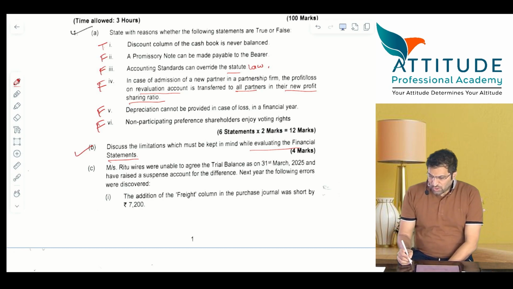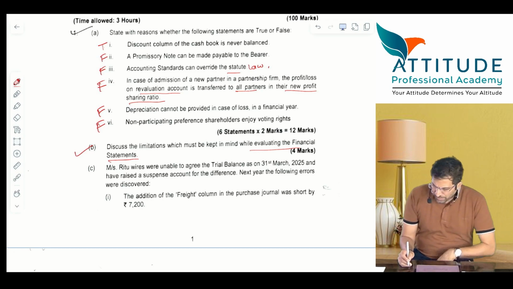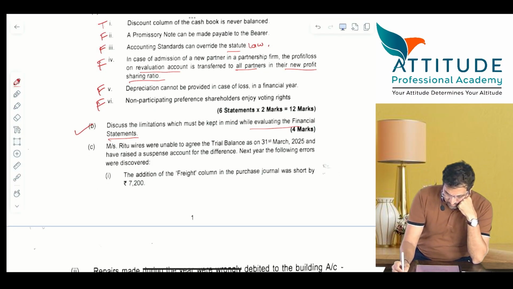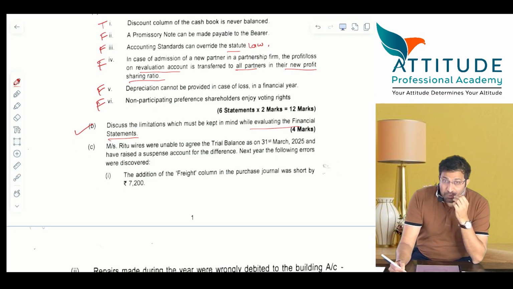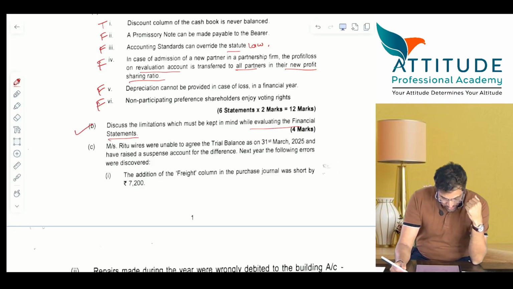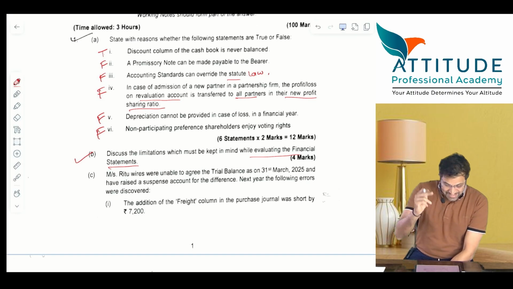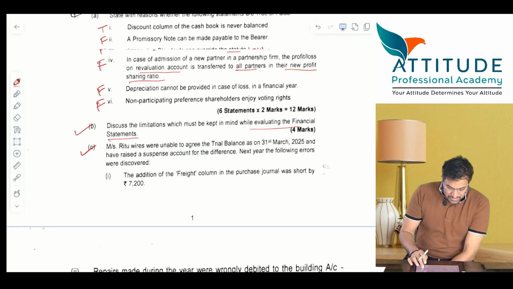Adds to probability of manipulation. Got it? Next. हो गया. So 4 marks मिल गया आपको. 4 plus 12, 16 marks are done. Fast. Next. Question number C.